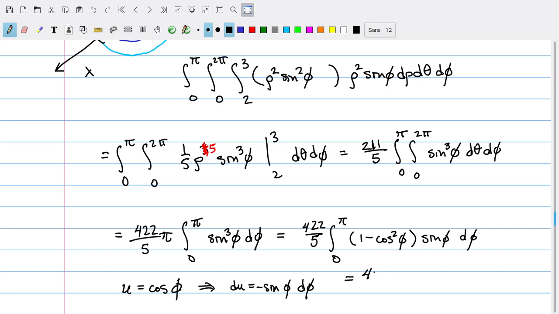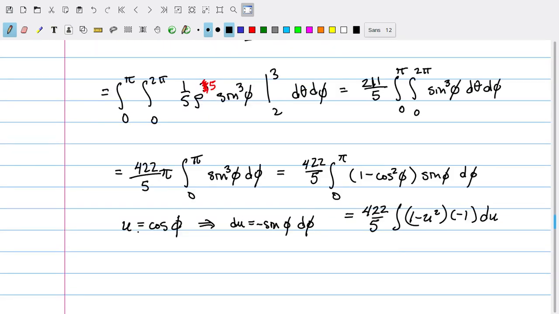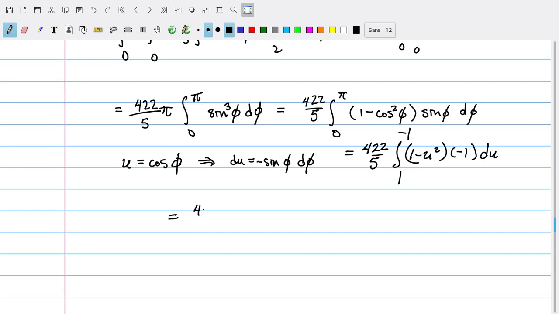So my integral then becomes the integral of 422 over 5. And I've got my integral, and this 1 minus cosine squared, well, u is cosine, so this is going to be 1 minus u squared. And sine of phi d phi is just minus du, so I've just got a negative 1 times a du term. And that's a nice easy integral to do. And my bounds of my integral I can get now from using the fact that, when phi is equal to 0, u is equal to cosine of 0, which is 1. And when phi is equal to pi, u is equal to cosine of pi, which is minus 1. So this is really the integral from 1 to minus 1. And if I take that negative sign into account as well, I can just write this as 422 over 5.